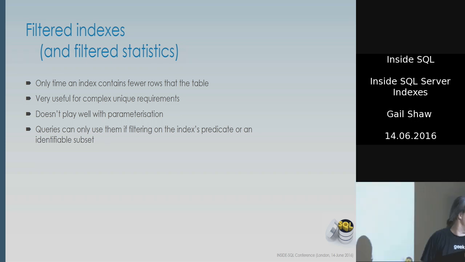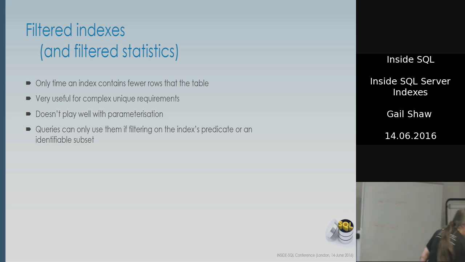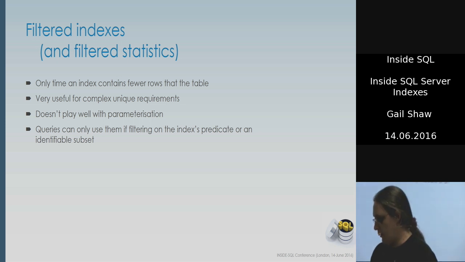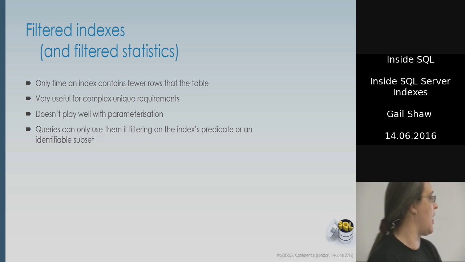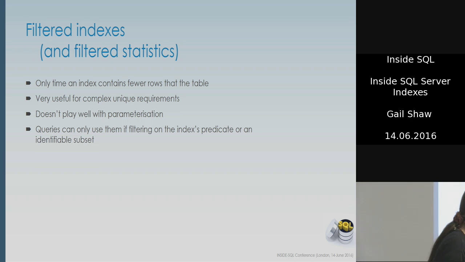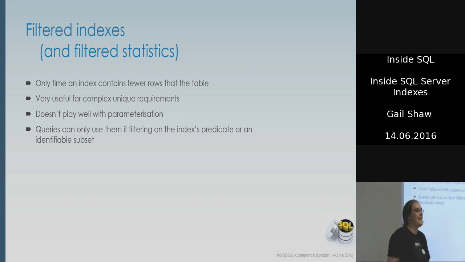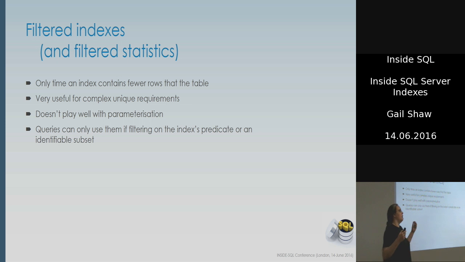But where this is really useful is for complicated unique requirements. For example, let's say that a customer can only have one active order at a time, but he can have multiple inactive orders. How would you enforce that with a unique index? Well, here's an interesting... Actually, let's not do that one. You can have multiple rows where completed is null, but only one row where completed has a value.